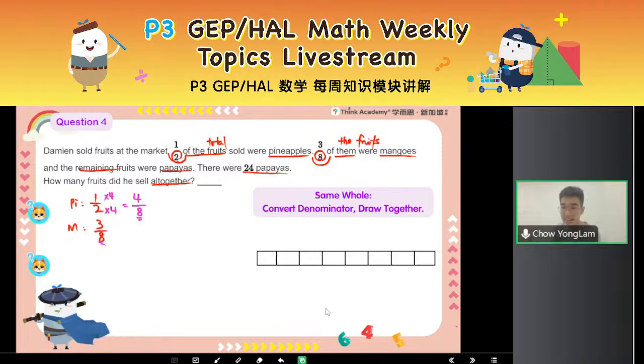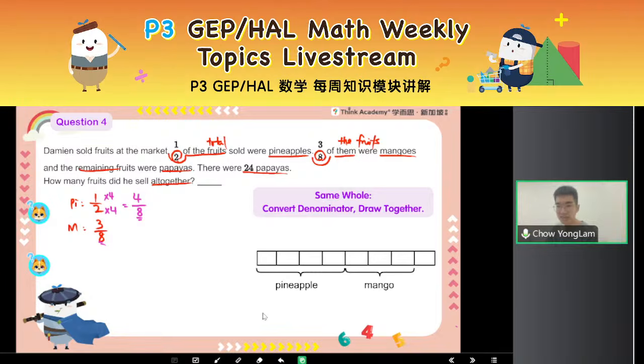Draw the bar model, and then label any fractional part, any information that you know. So first of all, 1 over 2 of the fruit sold were pineapples. We changed it to 4 over 8. That means how many units are pineapples? 4 over 8 means 4 units are pineapples. And then 3 over 8 of them are mangoes. So mangoes is 3 out of 8 units. So I label 3 units as mangoes.